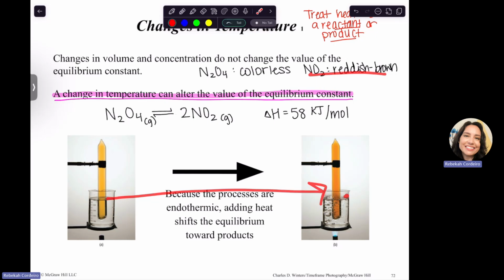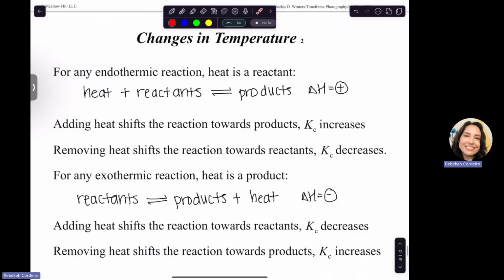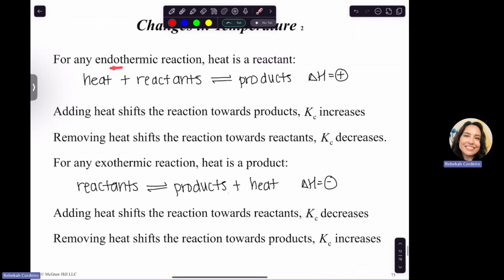So if it shifted to the right when we added heat, we have to think, where was the heat? If the heat is on the right side and we add heat, it would shift left, so we would see it get more colorless. If the heat is on the left side and we see a shift right and it got more brown, then that's what matches, right? So heat is on the left side because it's endothermic. And so if we add heat, it's going to shift to the right. Here's a slide that talks about where heat is. If it's endothermic, heat is a reactant. So adding heat would shift it to the right, removing heat would shift it to the left.